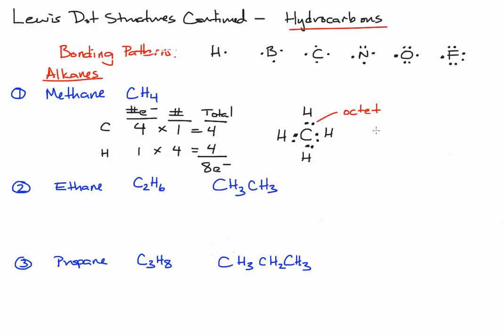And another way we can draw methane is the dash formula, where we represent, instead of 2 dots as the bond, a line as the bond. So this is a single bond composed of 2 electrons. So this is equivalent to the Lewis dot structure.